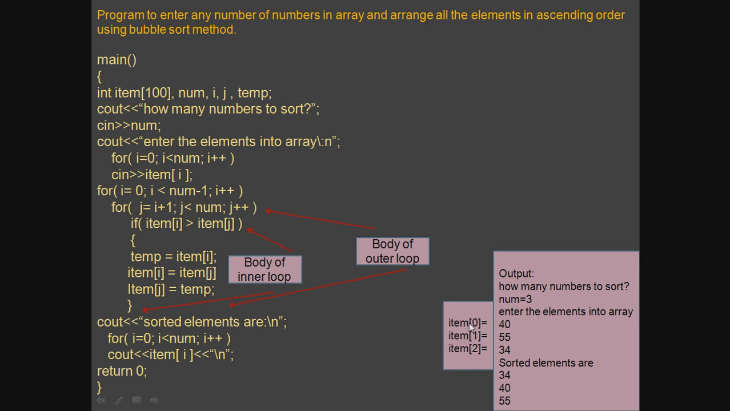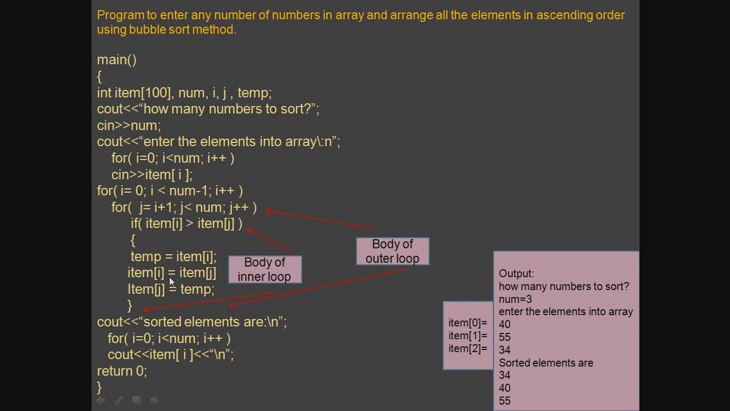Now we're comparing this with this, which is 34. 40 is greater than 34, right? So now the body of the if block will get executed. temp equals item I. So now item I, which stores the value 40, will be stored in this temporary variable.